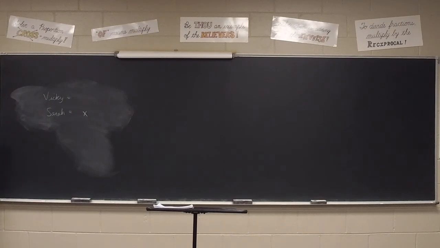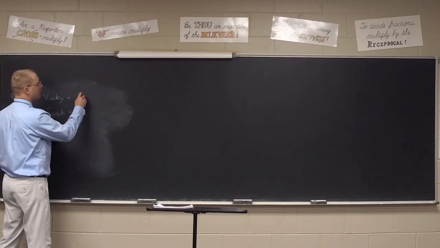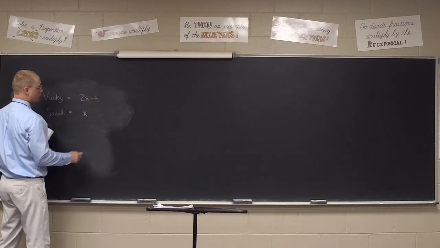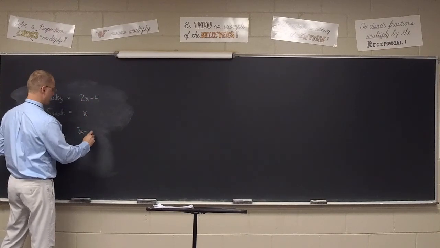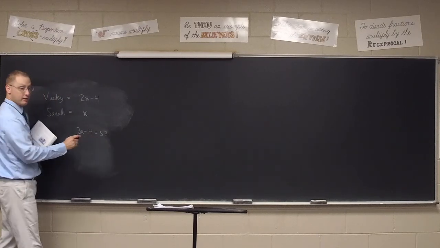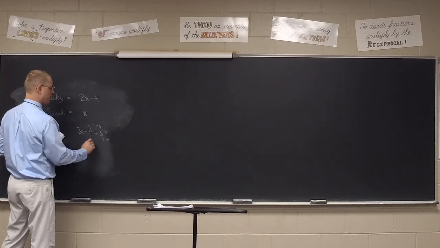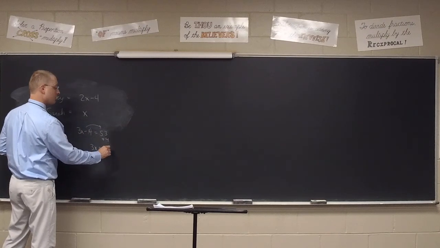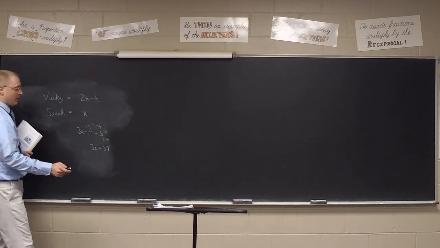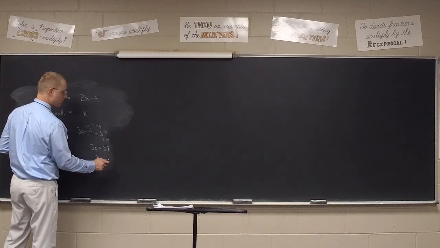We all had two unknowns, Vicky and Sarah. We all had Sarah as x. How do we represent Vicky, anyone? 2x negative 4. We also have the equation 3x negative 4 is equal to 53. We brought the negative 4 over as a positive 4 to get 3x equals 57, and then divided by 3 to get x is equal to 19.